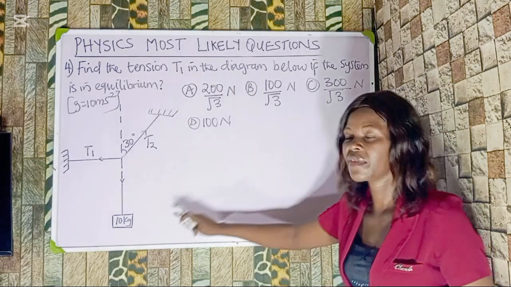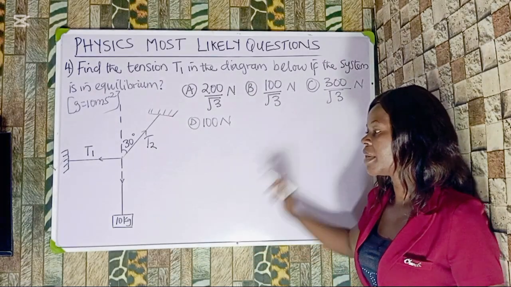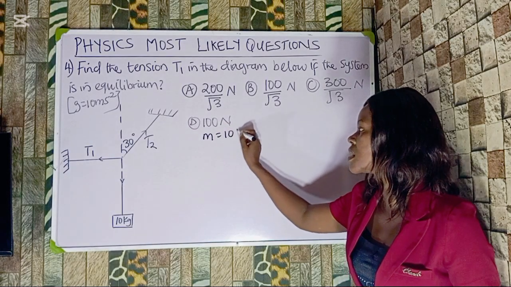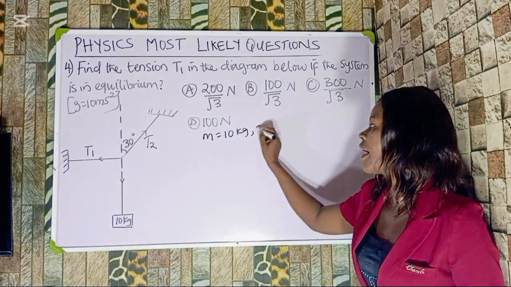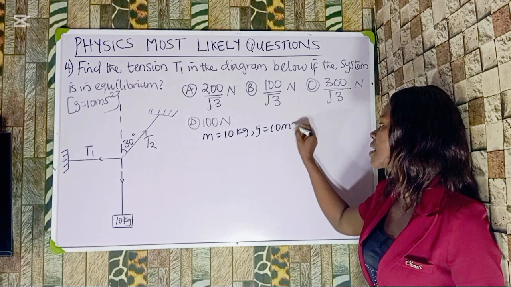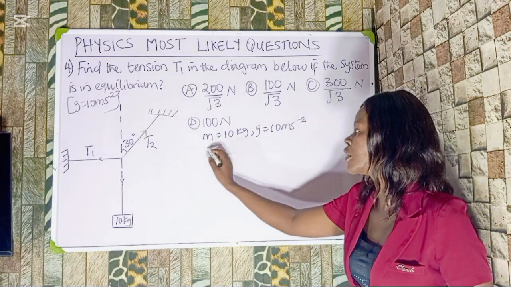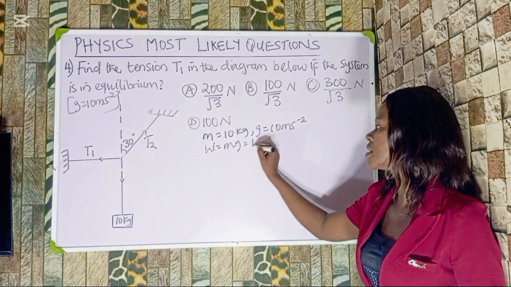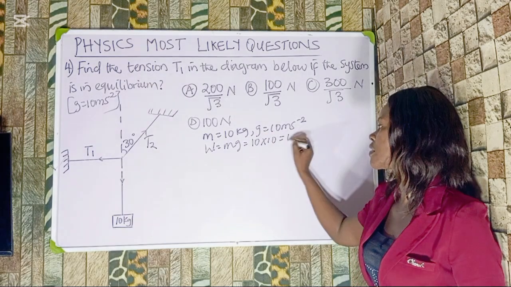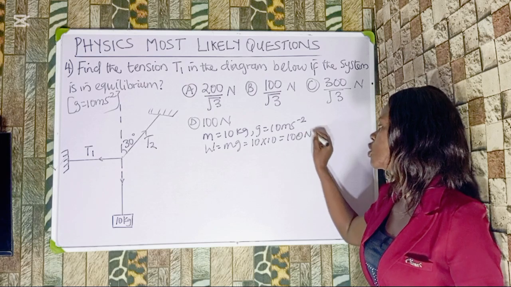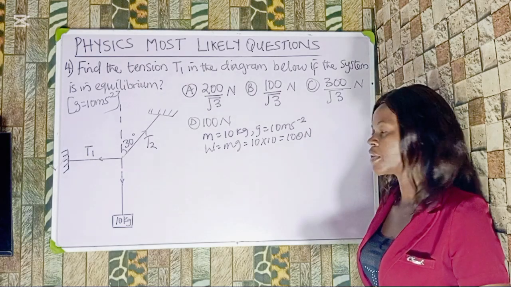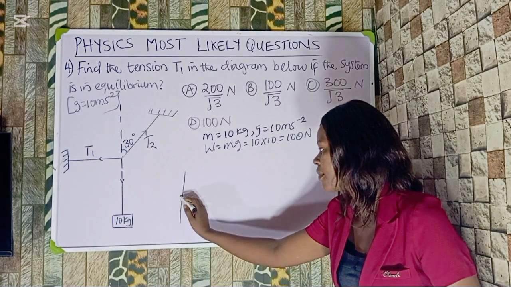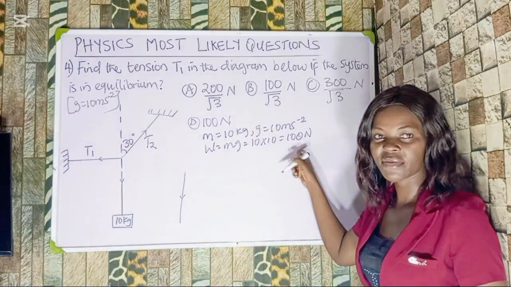So what do we have? We have the 10 kilogram acting downwards. And remember, this is supposed to be a force. Now the first thing we are going to do is to state that the mass is 10 kilogram, and g is equal to 10 meters per second square. But the weight is equal to mg. So let's get the weight, which is 10 times 10, giving us 100 Newton. By resolving, we have the force of 100 Newton acting down.